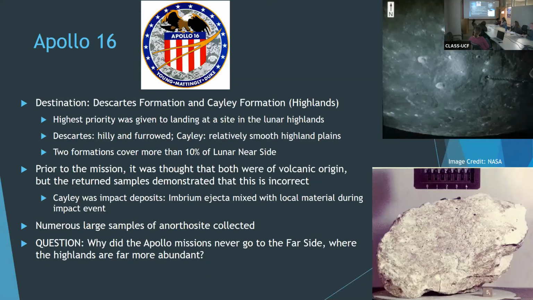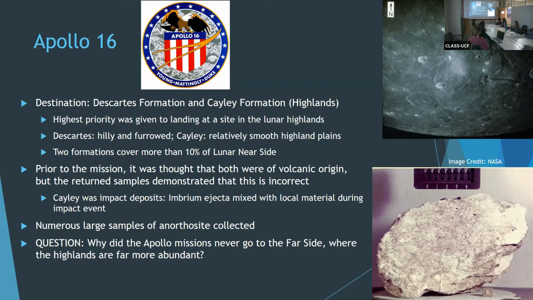And then Apollo 16, they were directly in the Highlands, which was very nice. They were able to study 2 formations. Descartes Formation, which is hilly, and the Cayley Formation, which was relatively smooth highland plains. So they did actually land somewhere that was relatively smooth. And it was important because these 2 formations cover more than 10% of the lunar near side. So it was very important for them to actually go there and ask, what are these?